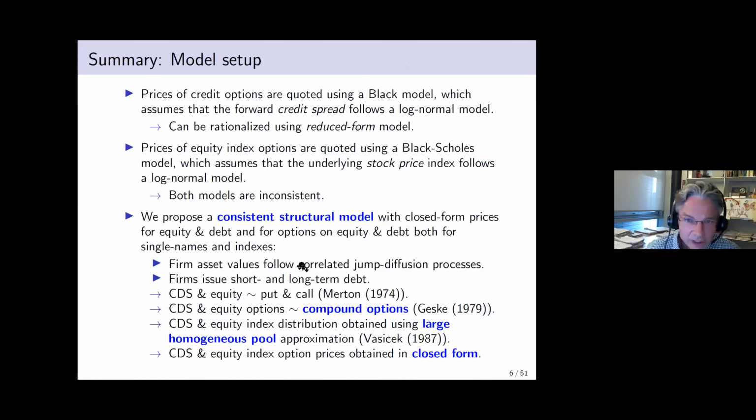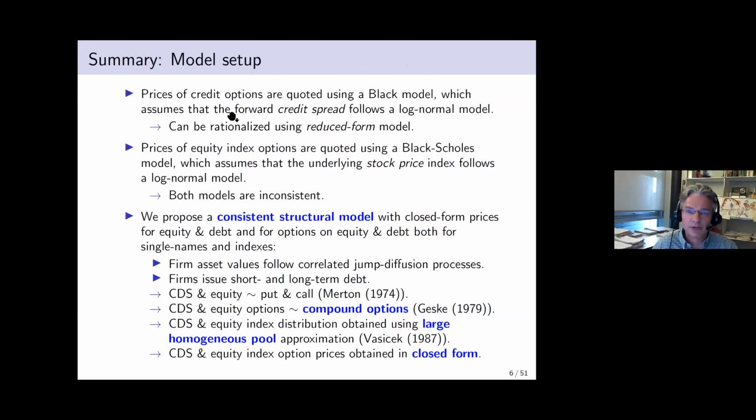So what we do in the paper is we try to look at the implied volatilities that are coming from both markets, the credit spread options, credit default swap options, and the equity options, and we try to compare them. Now, what's interesting is that the market convention is very different for both these markets.